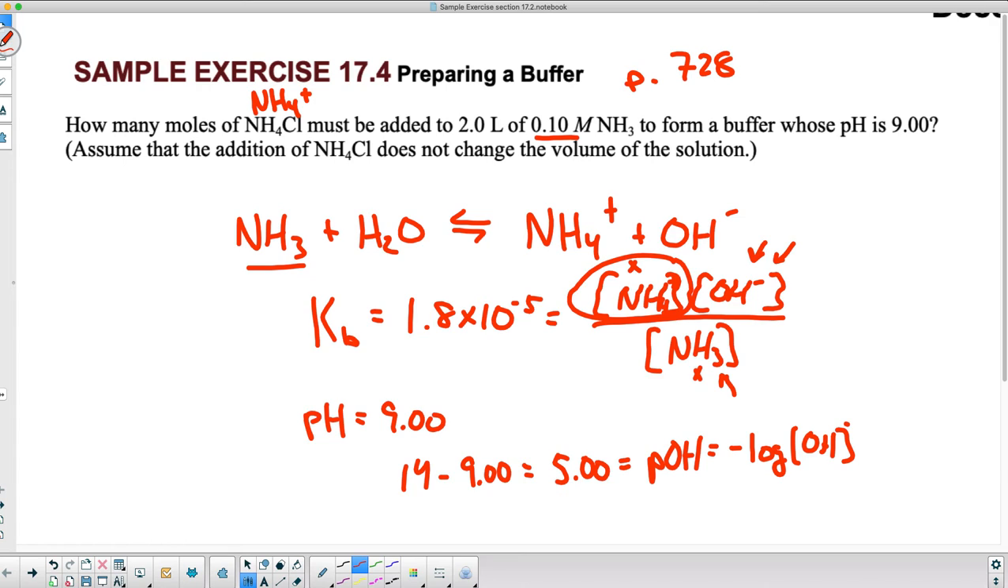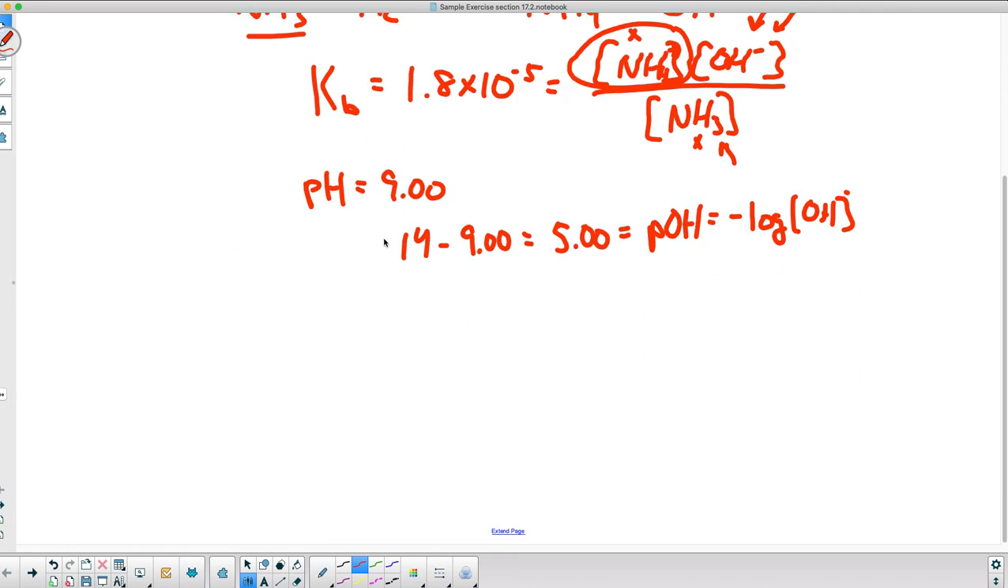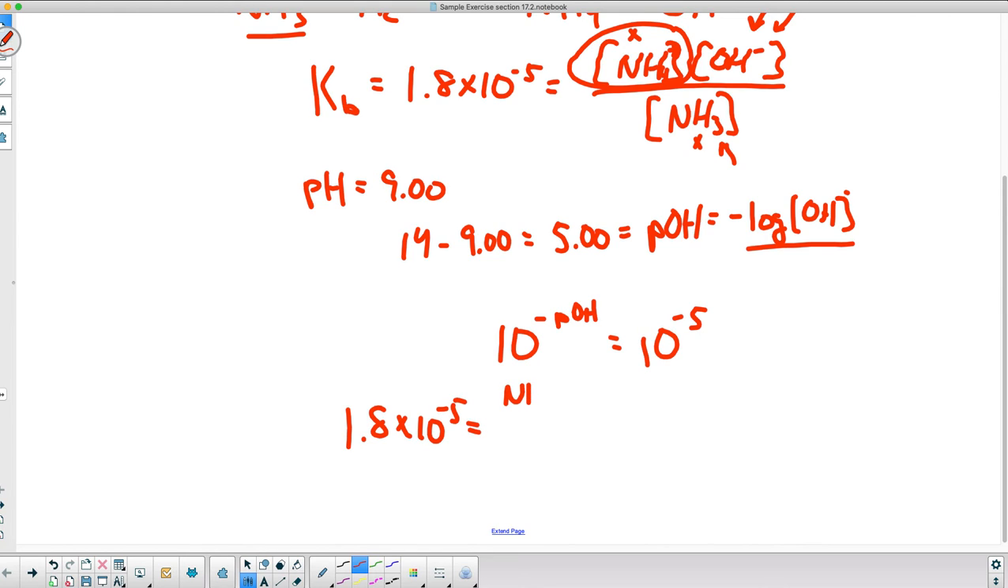So let's find the OH first. I find this is 5.0, which means I need more room here. What's the opposite of this? 10 to the negative pOH, which equals 10 to the negative fifth, which means that when I plug all of this in here, 1.8 times 10 to the negative fifth equals NH4 plus the concentration, which is what we're looking for.